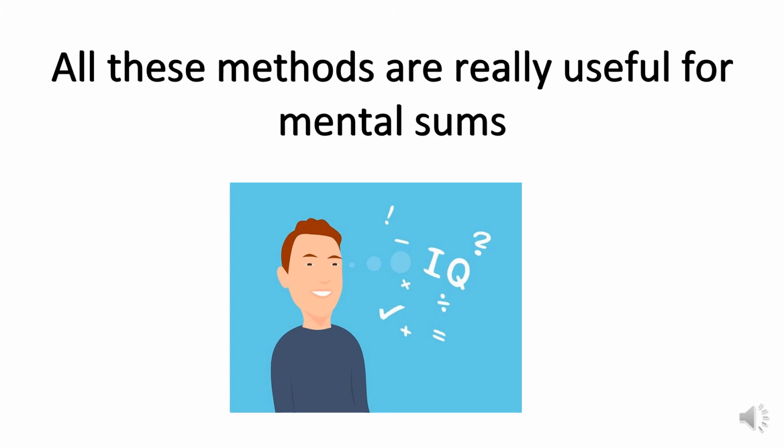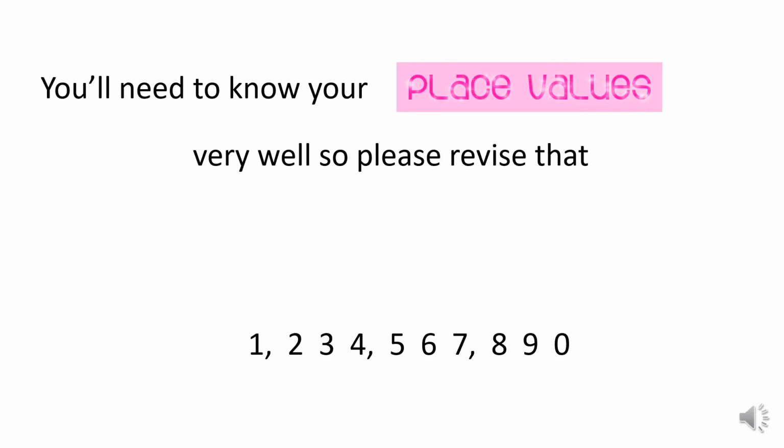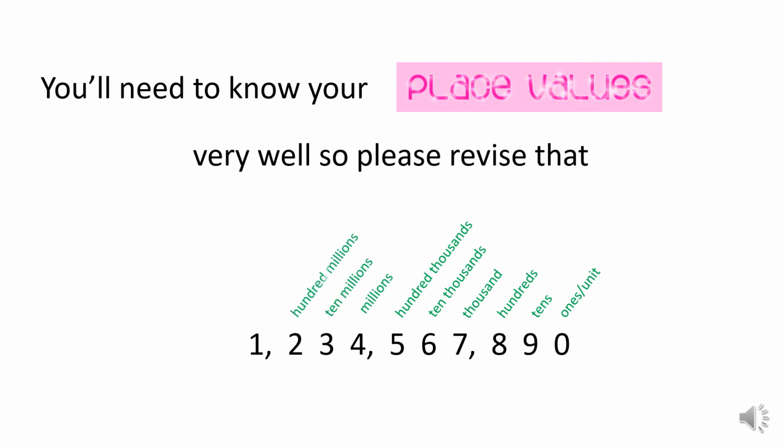All these methods that I have mentioned are really useful for mental sums, which is so important when you're out and about, buying things or just calculating things in your head. The next thing I'd like to show you is how to do subtraction using the column method. But before we start, you need to know your place values very well, such as ones, tens, hundreds, thousands, 10,000s, 100,000s, million, 10 millions, 100 millions. So make sure you know your place value before you start.